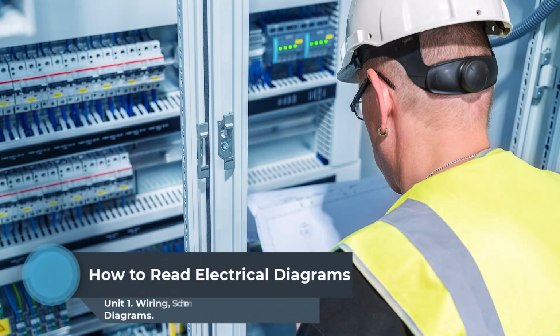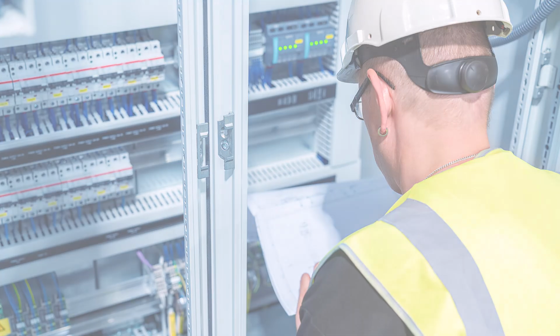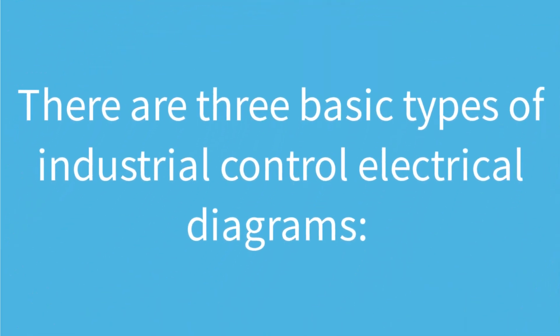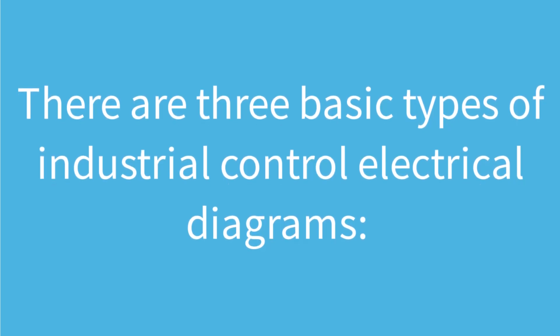How to read electrical diagrams. Unit 1. Wiring, schematic, and single line diagrams. There are three basic types of industrial control electrical diagrams.